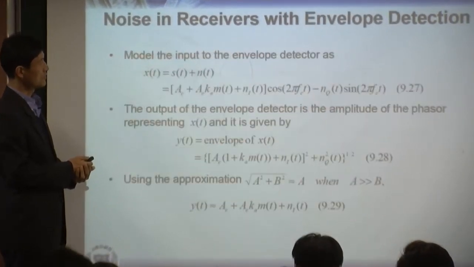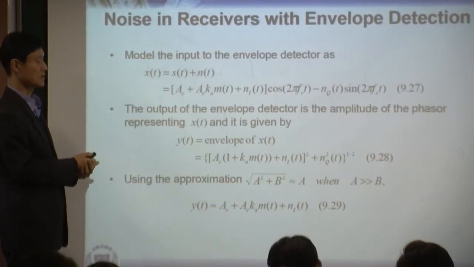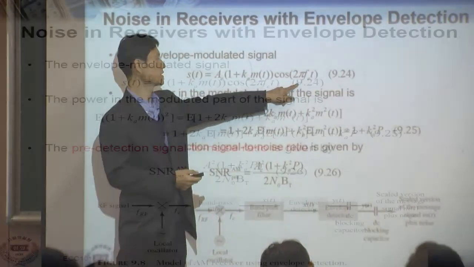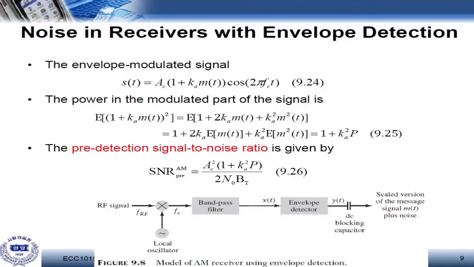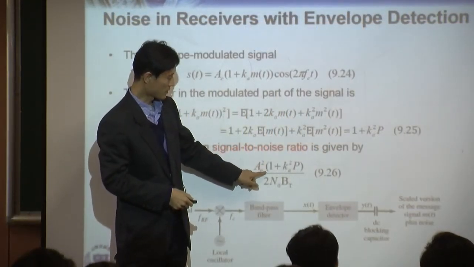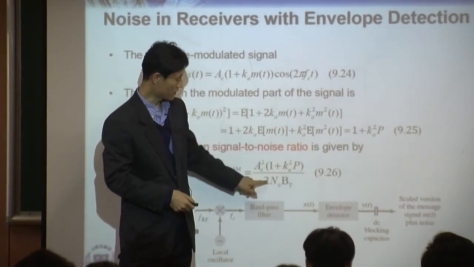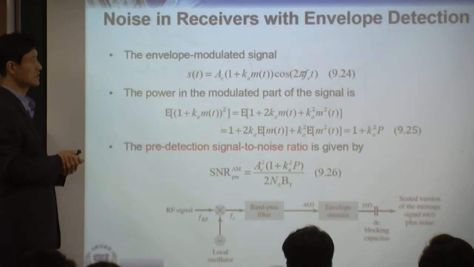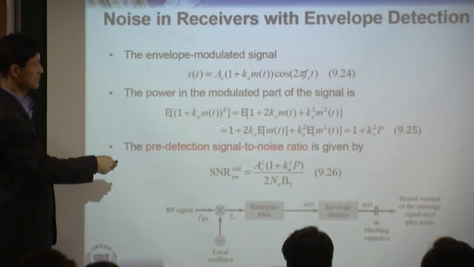Also for envelope detection, like DC added modulation, we know that s(t) looks like this, right? And calculating the signal power is the same: square this and take the expectation, okay? Then you're going to get this, Ac squared, bracket 1 plus k squared P, divided by 2. That's what you're going to get for signal power for DC added modulation. So you can simply calculate this.